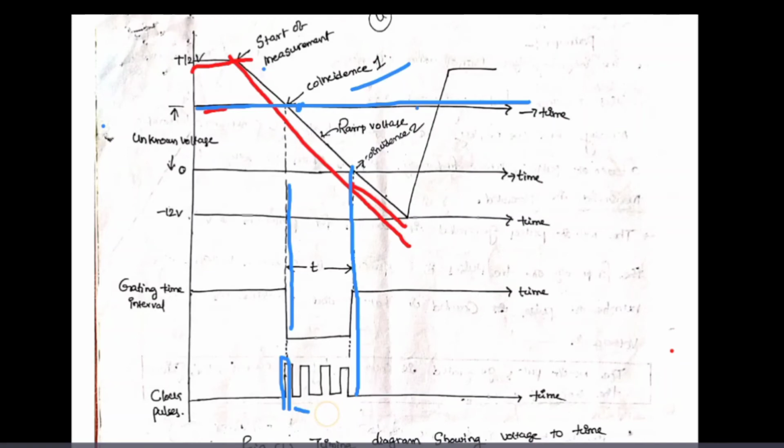After that, the counter counts the number of pulses. These pulses give rise to the unknown voltage. That is, 12 volts is indicated by these pulses, 6 pulses or 12 pulses according to the sampling rate. According to the sampling rate, the number of pulses will be counted.